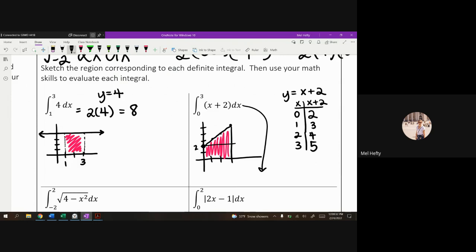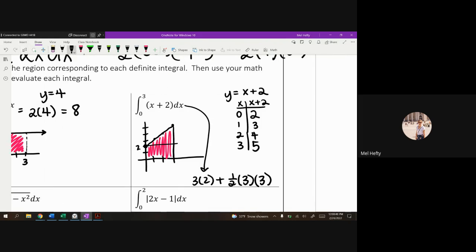So the rectangle on the bottom is 3 by 2. The triangle at the top, I'm going to do 1/2 base times height. The base is 3 and the height is from 2 up to 5. So it's also 3. So I've got 6 plus 9 halves. 6 is 12 halves. So I think 21 over 2, or if you're Derek, 10.5.